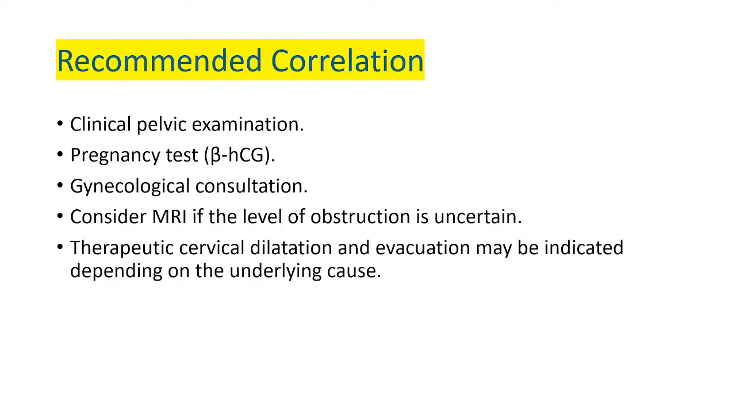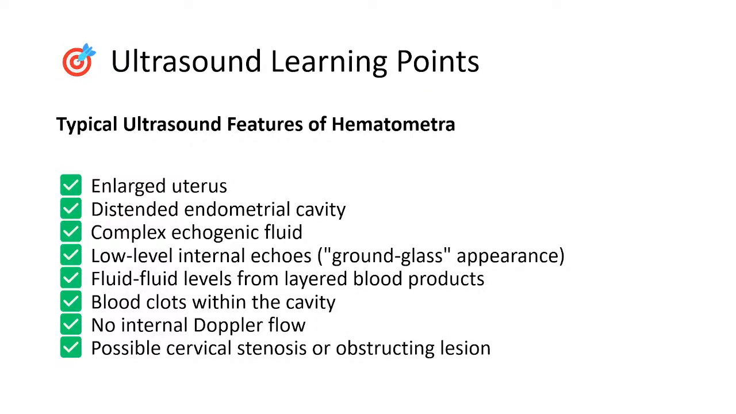So recommended correlation. You also have to correlate the findings. So one, correlate the clinical pelvic examination with the pregnancy test, beta HCG, gynecological consultation, consider MRI if the level of obstruction is uncertain. Therapeutic cervical dilatation and evacuation may be indicated depending on the underlying cause. So now, let's go to the learning points in this case.